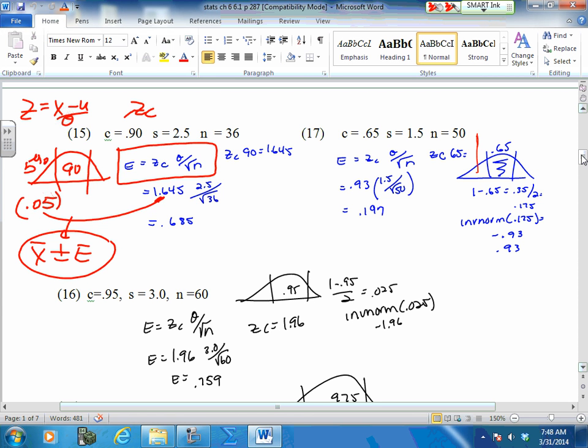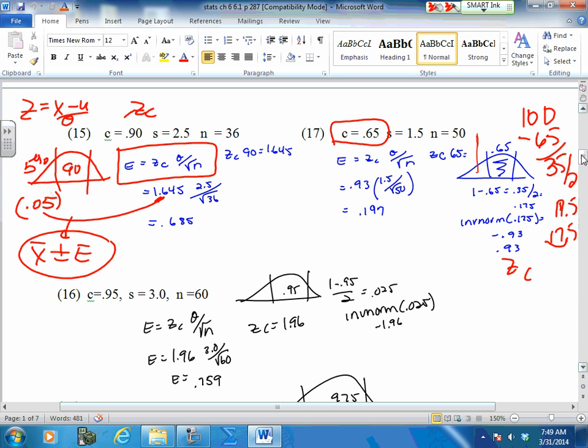This guy had a confidence interval of 65. This was not on your table. So take 100 minus 65. You're left to share 35. Divide it in 2. Then don't forget to move 17.5. Don't forget to move your decimal. Keep your ZC positive and plug it into your formula.